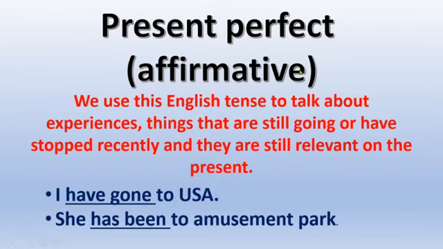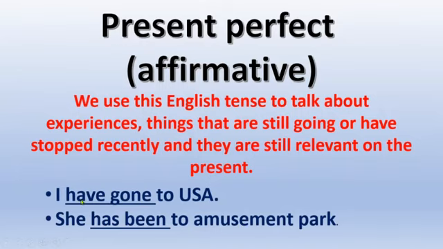Now, present perfect is similar to simple past, but the difference is that present perfect starts in the past but is still relevant, it is still happening in the present, okay? And simple past is an action that stopped, finished, and you can repeat, okay? We have two examples. I have gone to the USA and she has been to an amusement park.